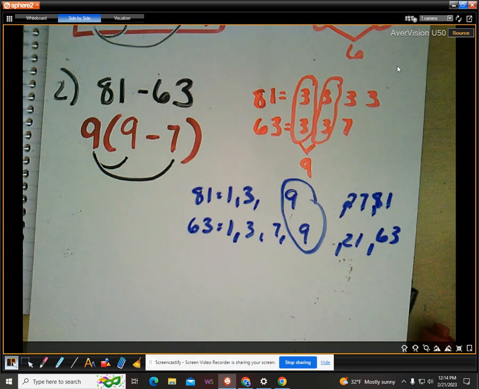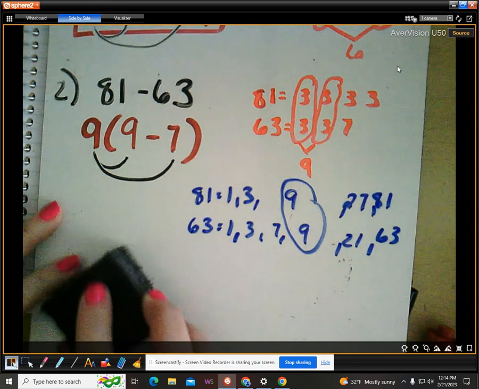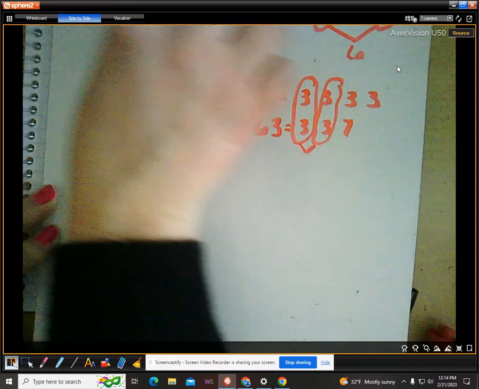Questions on it numerically. Algebraically just changes slightly. Okay, so let's look at two that are algebraically.